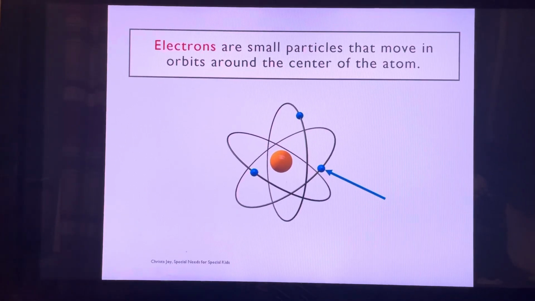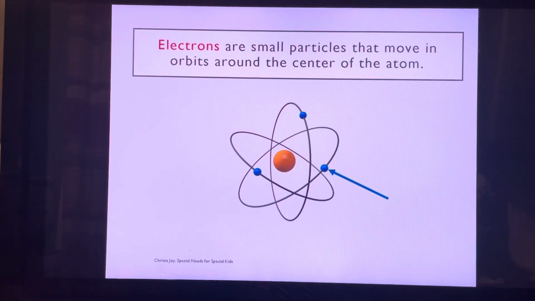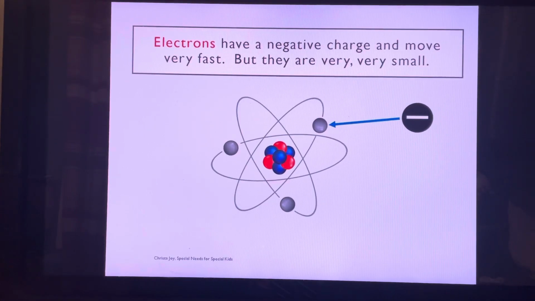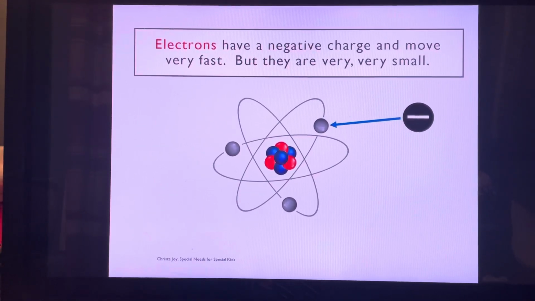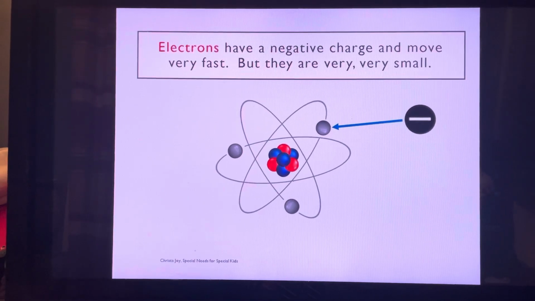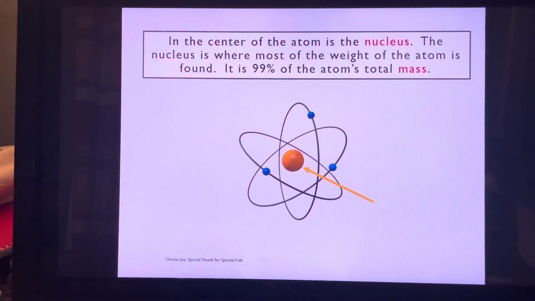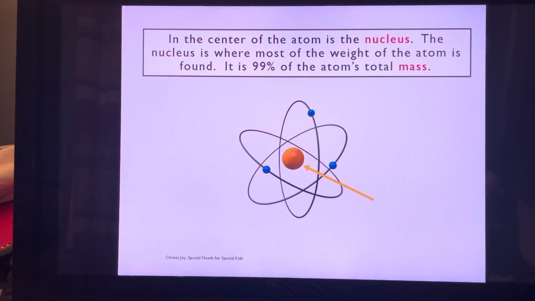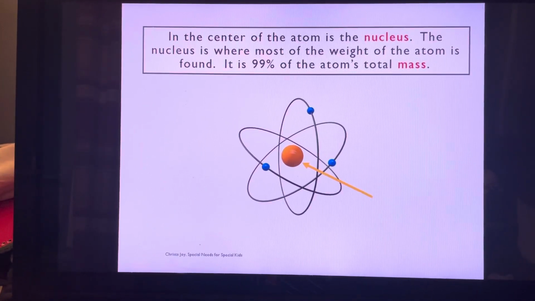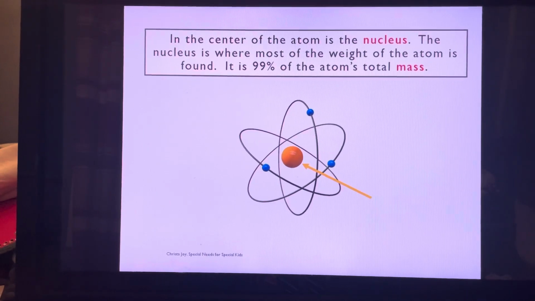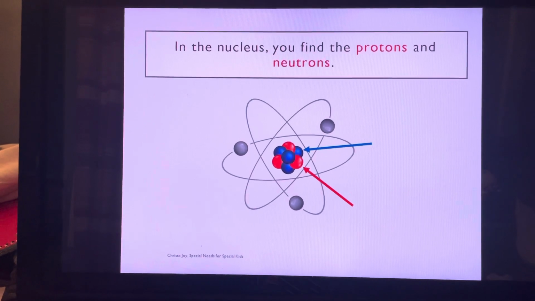Electrons are small particles that move in orbits around the center of the atom. Electrons have a negative charge and move very fast, but they are very, very small. In the center of the atom is the nucleus. The nucleus is where most of the weight of the atom is found. It is 99% of the atom's total mass. In the nucleus, you find the protons and neutrons.